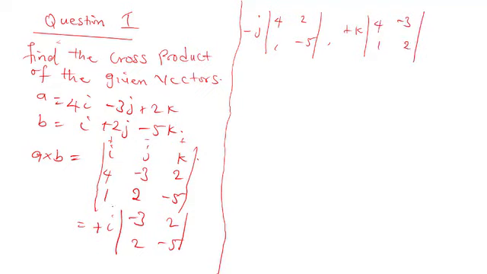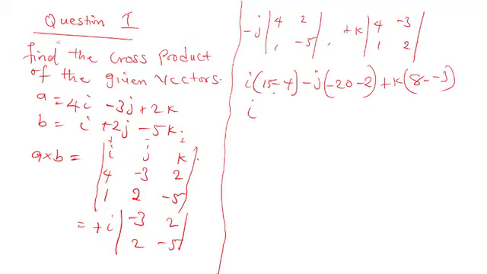Now let's start with this. We have i in bracket: minus 3 times minus 5 is 15, then 2 times 1 is 2... then 2 times 2 is 4, so minus 4. That's for the first. The next one is minus j: 4 times minus 5 is minus 20, minus 2 times 1 is 2. You close the bracket, and we have plus k here: 4 times 2 is 8, then 1 times minus 3. Remember, 8 minus minus 3 becomes plus. So we now have i, 15 minus 4 is 11i, plus 22j, plus 11k. So this is now 11i plus 22j plus 11k.